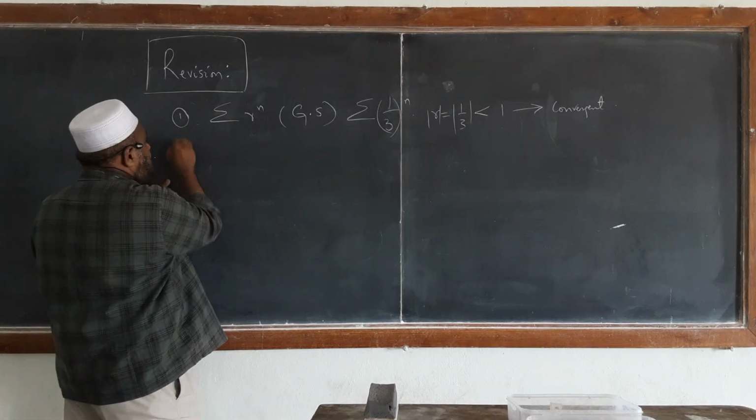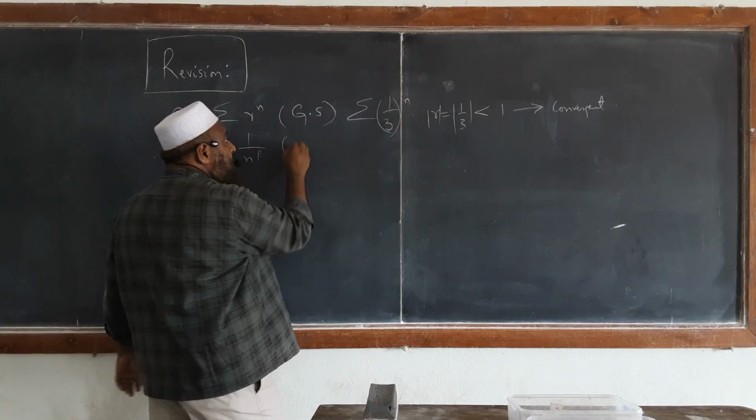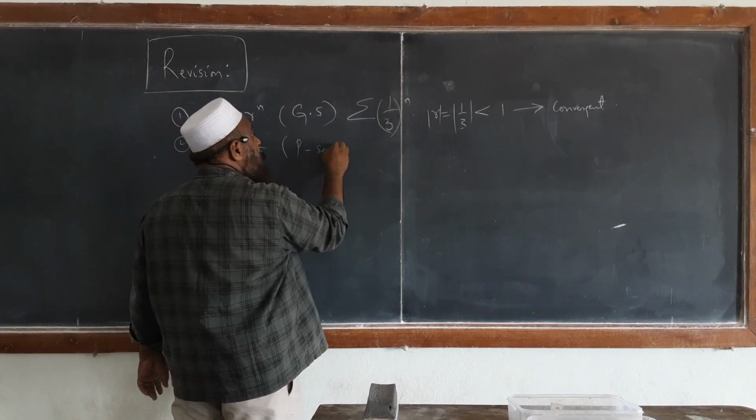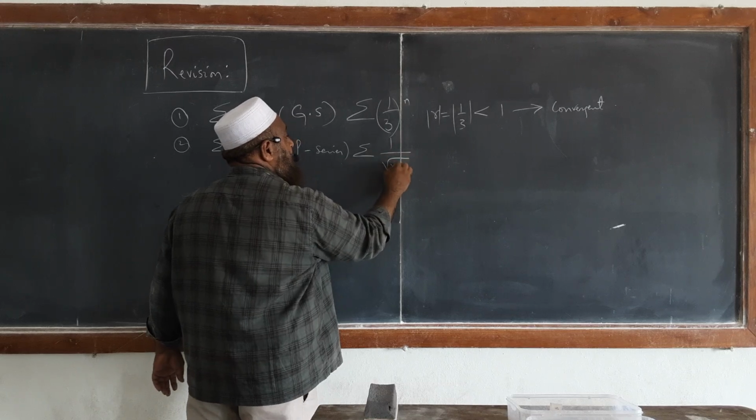Next, second point. Sigma 1 by n power p. This is called the p series. Example, sigma 1 by root n, for example.